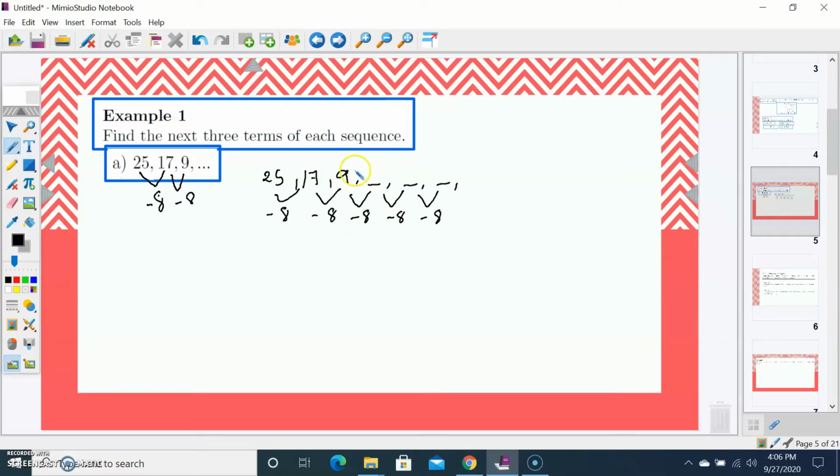So what is 9 plus -8? We have 1. Okay, so we have 1 here. And then we have -7. -7 minus 8 will give us -15. So the next 3 terms of this sequence are 1, -7, and -15.